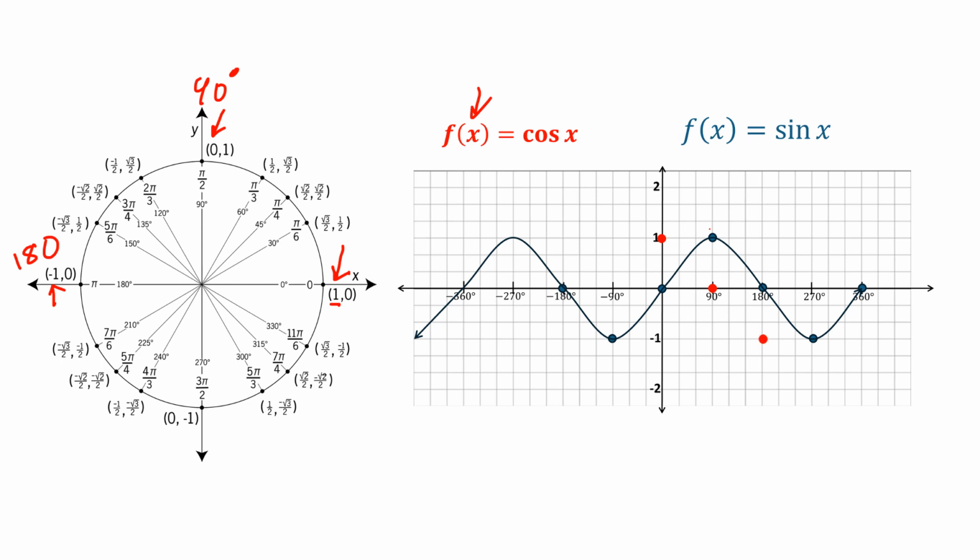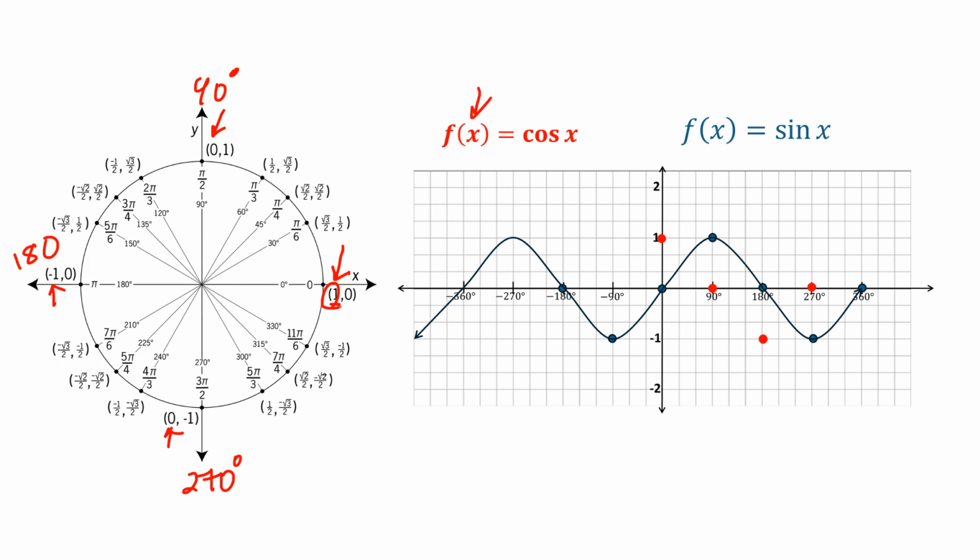Now I'm going to go to 270. So 270 is down here at the bottom of my unit circle, and I can see that cosine of 270 is 0. So on my graph of cosine x, when x is 270, y is 0. So I'll put the point 270, 0 on that cosine function. And then when I get back to 360 again, cosine is back to being 1.